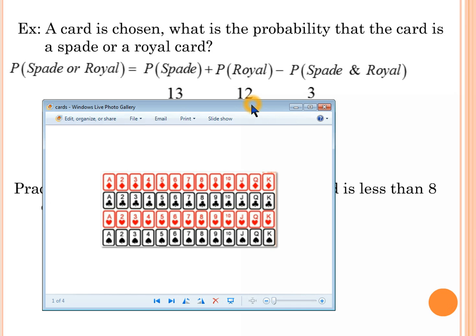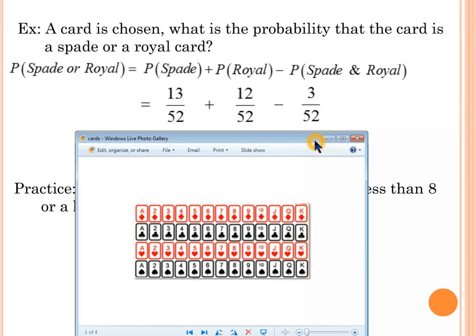Let me bring out my deck of cards again. So the probability of being a spade is 13 out of 52. The number 52 comes from the total number of cards in the deck. So I have 52 cards in this deck here. And for spade, that represents all of these cards at the bottom. So there's 13 of these cards at the bottom, so that's how I get this 13.